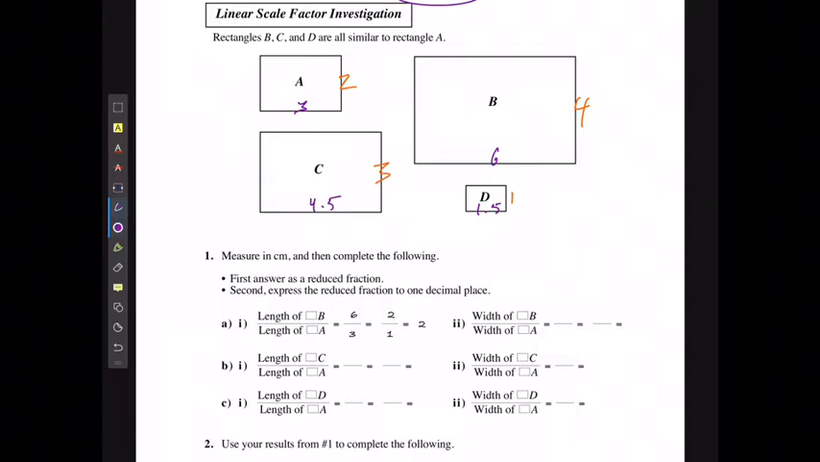I'm going to say that the length of B is 6, length of A is 3. When I divide them, then I get 2. The length of C is 4.5. This is still 3, which would give me a ratio of 3 over 2, or 1.5. This is 1.5 and 3, which is the same as 1 over 2, or 0.5.